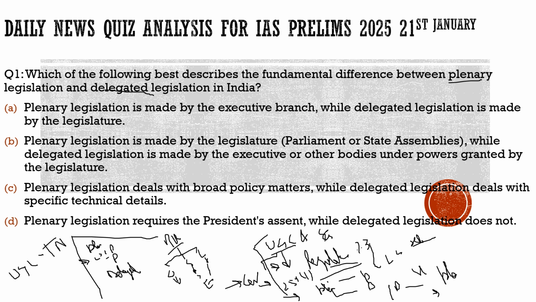Here the question says, which of the following best describes the fundamental difference between plenary legislation and delegated legislation in India? First statement: plenary legislation is made by the executive branch while delegated legislation is made by the legislature. Totally incorrect. It is totally opposite. Second statement: plenary legislation is made by the legislature, Parliament or state assemblies, while delegated legislation is made by the executive or other bodies under powers granted by the legislature. 100% correct. So with respect to this question, the correct statement is option B.